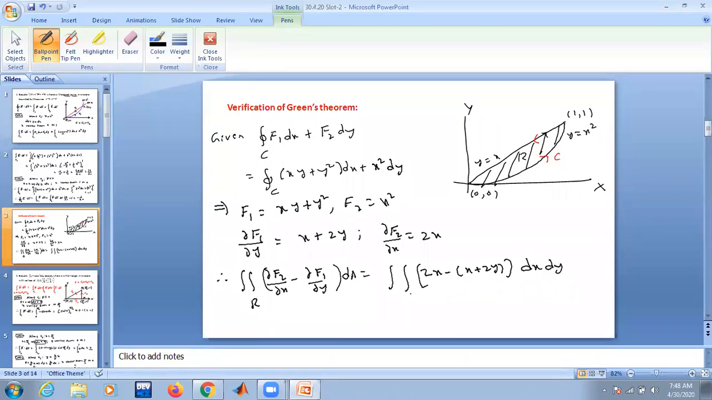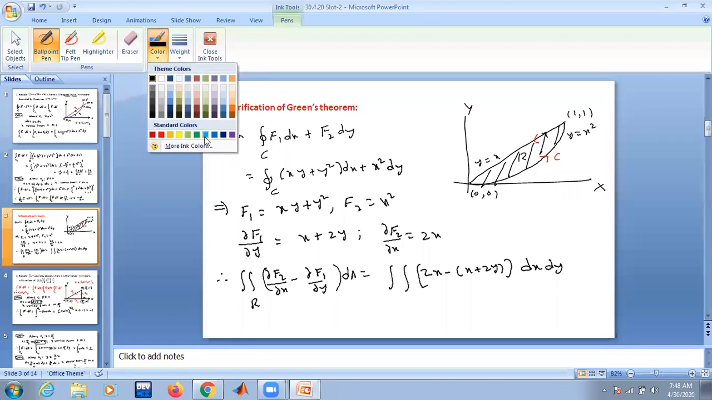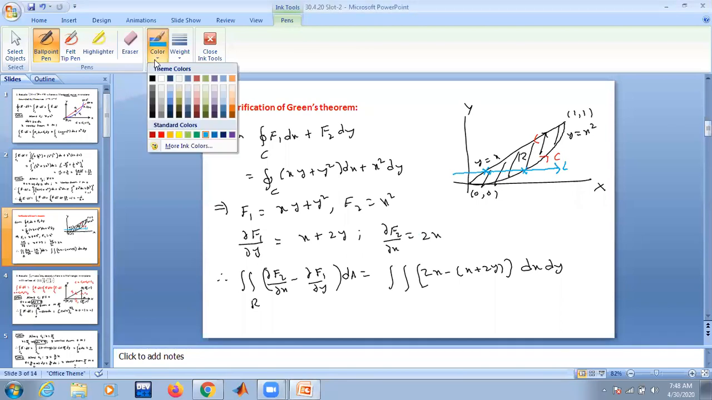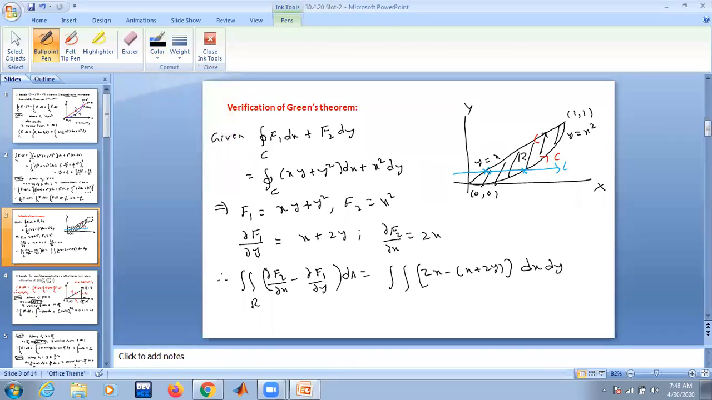In that case I have to write x limits of integration here, and here I have to write the y limits of integration. For x limits of integration we need to draw a line parallel to the x axis. See where it is entering and leaving. Now you can see it is entering through the straight line and leaving through the parabola. So what is the value of x on the straight line? The value of x on the straight line is 1.